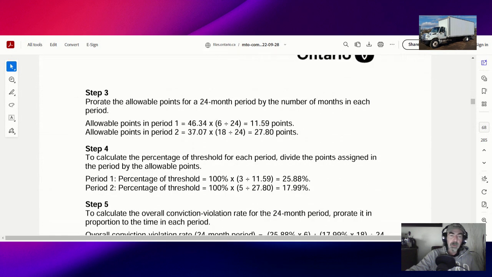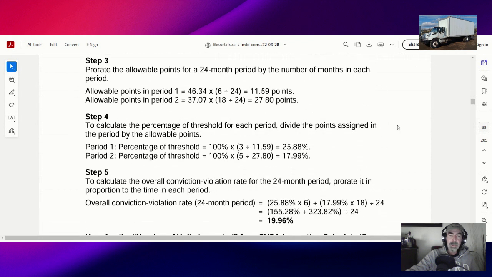Step 3, prorate the allowable points for a 24-month period by the number of months in each period. Allowable points in period 1, 46.34 times (6 divided by 24) equals 11.59 points. Allowable points in period 2, 37.07 times (18 divided by 24) equals 27.8 points.